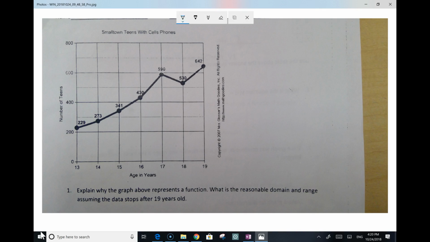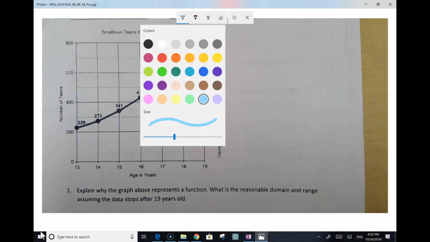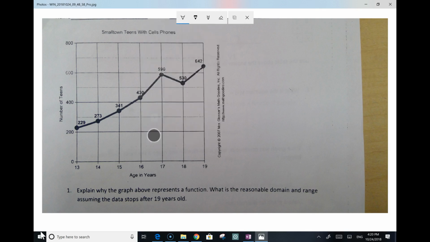So in this graph here, what I have is an immediate comparison of two ideas. The first one is age in years versus the number of teens. So it's a comparison of these two ideas. The age in years is our domain. So this represents our domain, and the number of teens represents our range. Okay, so that's our values up and down. Domain is values left and right.